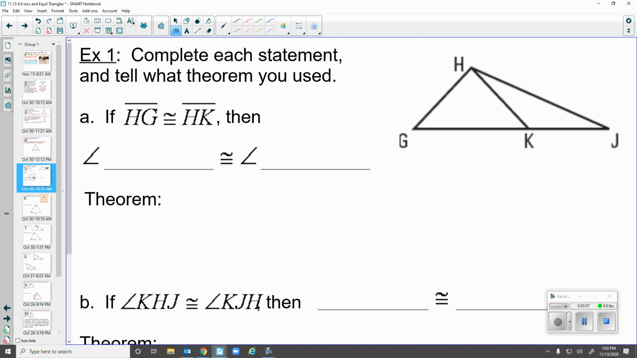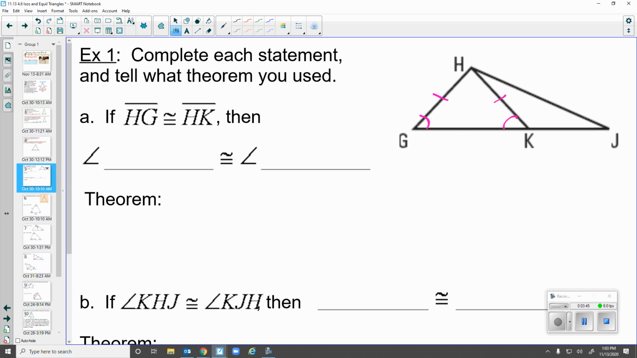Okay, so for our examples down below, if this is our statement that HG is congruent to HK, what can you then say after that? Yes, angle G, so this angle, is congruent to this one. That's going to be your statement. Now, how to write it? We could describe angle G with one letter, since G is the only angle there. But K isn't the only angle, so we would have to use 3 letters to describe it.